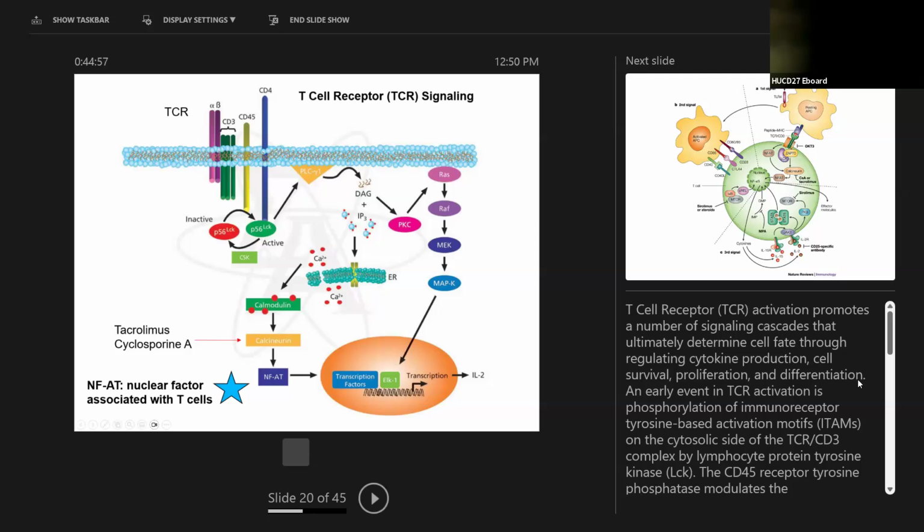You're blocking calcineurin, right? And in blocking calcineurin, you block the NFAT, the nuclear factor associated with T cells. You block it from activating the transcription factors that activate the interleukins, the cytokines. So this is basically what you're blocking in that T cell, okay?